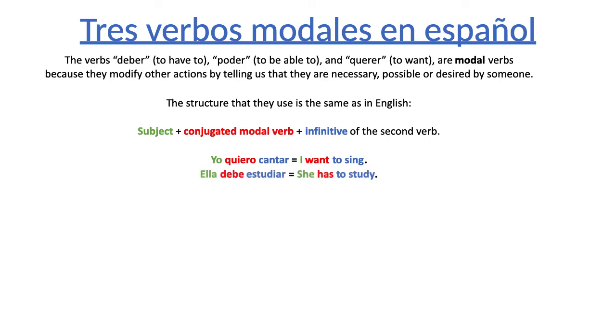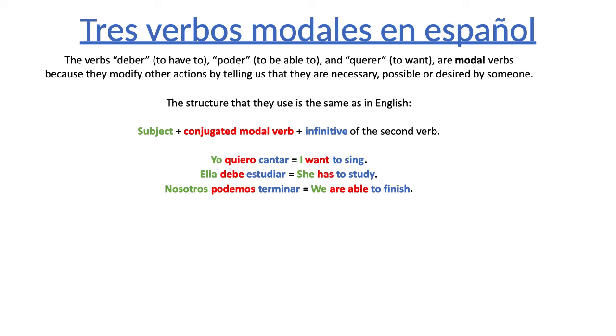Second example, ella debe estudiar means she has to study. Ella is the subject. Debe is the modal verb conjugated. And then estudiar is the main verb in the infinitive, right? Exactly the same thing. Last example, nosotros podemos terminar. Same thing. Nosotros is the subject, the people doing the action. That means we. Podemos is the modal verb conjugated for the subject nosotros, right? And then terminar, that's the infinitive of the verb that means to finish. So nosotros podemos terminar means we are able to finish, okay?